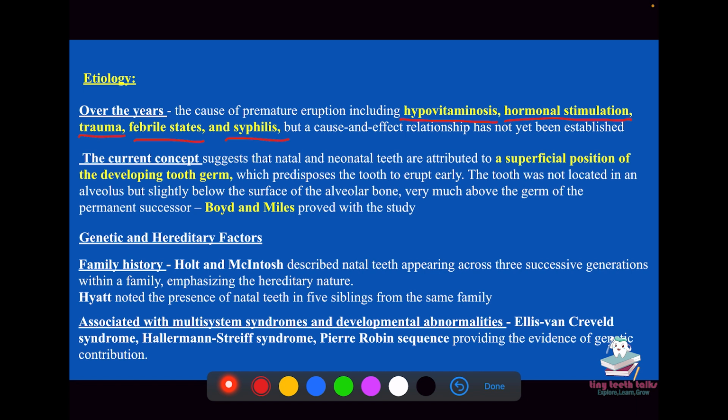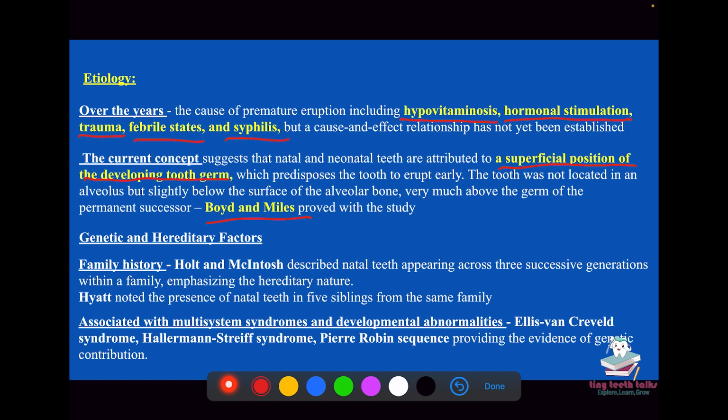Then the current concept suggests that the natal and neonatal teeth are attributed to a superficial position of the developing tooth germ, which predisposes the tooth to erupt early. The tooth was not located in an alveolus but slightly below the surface of the alveolar bone, very much above the germ of a permanent successor. And Boyd and Miles proved this with their study.